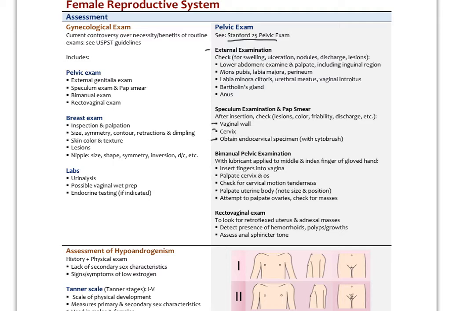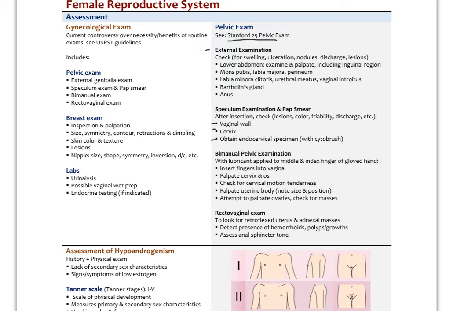The breast exam is the next part of the gynecologic exam, and that's inspection and palpation of the breast, looking for size, symmetry, contour, retractions, any dimpling, skin color and texture, looking for any lesions, and then inspecting the nipple for its size, shape, symmetry, inversion, any discharge, and so forth.